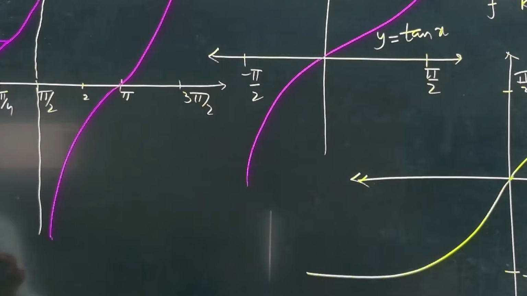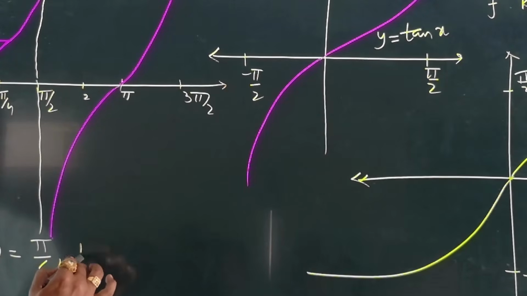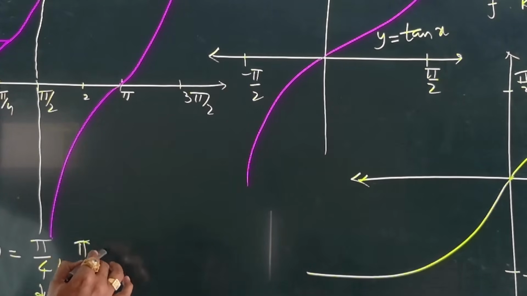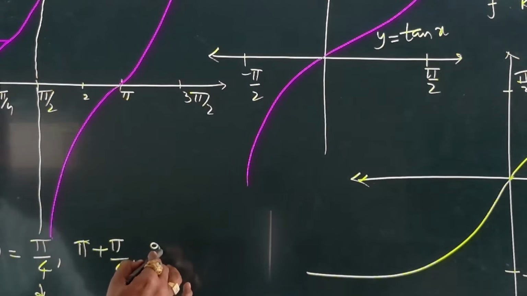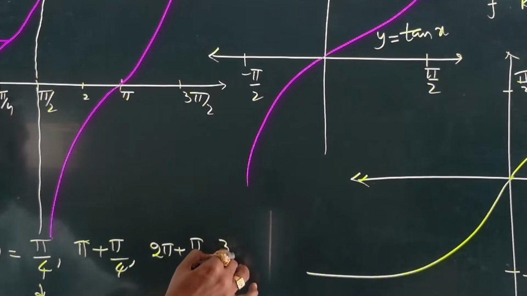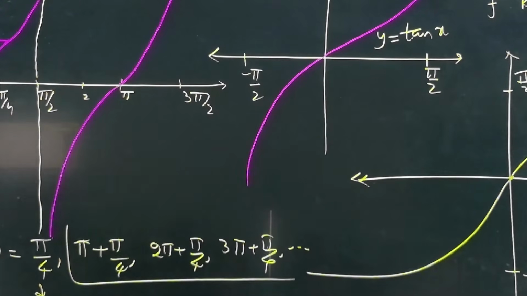Suppose tan inverse 1. What is the value of tan inverse 1? Pi by 4. Again, this is the principal value. Pi plus pi by 4, 2 pi plus pi by 4, 3 pi plus pi by 4, and so on. So these are all not in the bijective function. This is the only principal value. Okay? Right. That is about tan inverse x.